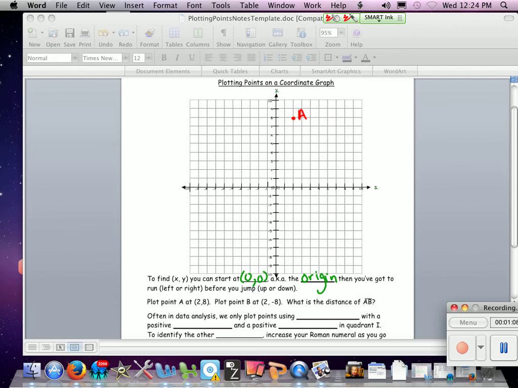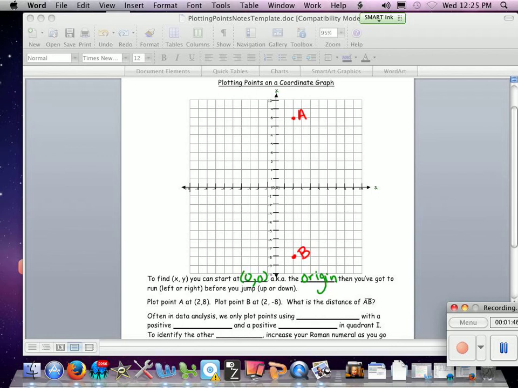Plot point B at 2, -8 means we go over 2, down 8. For now, we'll leave it. Over 2, down 8. Because when we find the distance, it's not always going to be the same on either side. But anyway, so there's point B, over 2, down 8. These are called reflections of each other, and we're going to talk about that tomorrow. They're reflected over the x-axis. It's the mirror image on the other side.